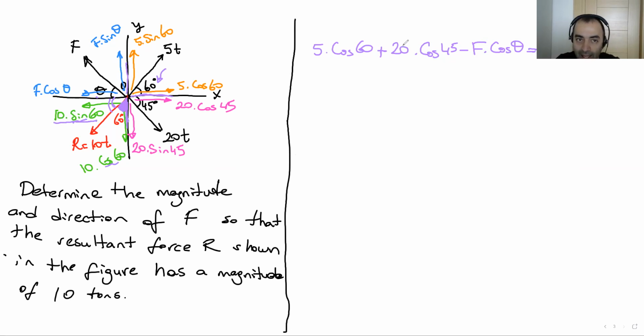But again, be careful here. It's in the negative direction. You can see here, this horizontal component goes in the negative x direction. That's why we have this minus here. Okay.